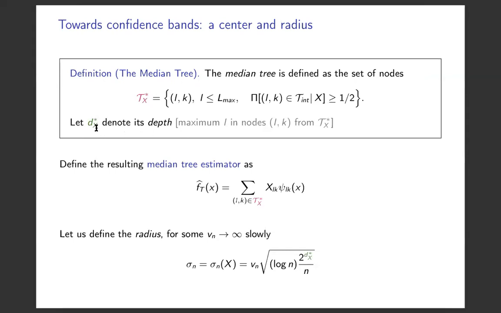Okay, so let's denote its depth by d star, the maximum depth of all the nodes in it. You can define a median tree estimator just by taking, here in the white noise model, xlk over each node inside the median tree and 0 outside. Then you can use the depth of this median tree to define a radius, which will essentially give you the correct rate here.